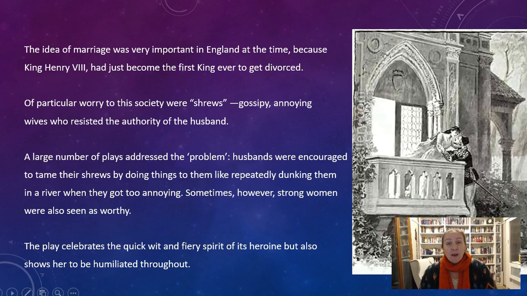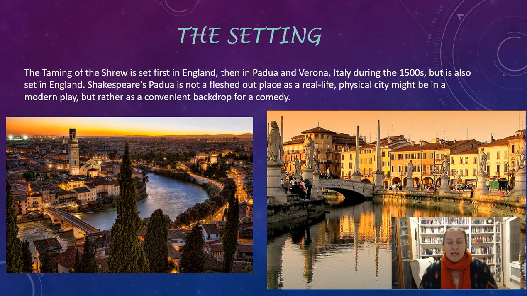So husbands were encouraged to tame their shrews by doing things to them like repeatedly dunking them in a river if they were getting too annoying. They also got locked outside with the dogs if they were too annoying. They had food withheld from them. All sorts of horrible things happened. But sometimes strong women were seen as worthy, and whether he's trying to make fun of her or make her look strong, we'll see later on.